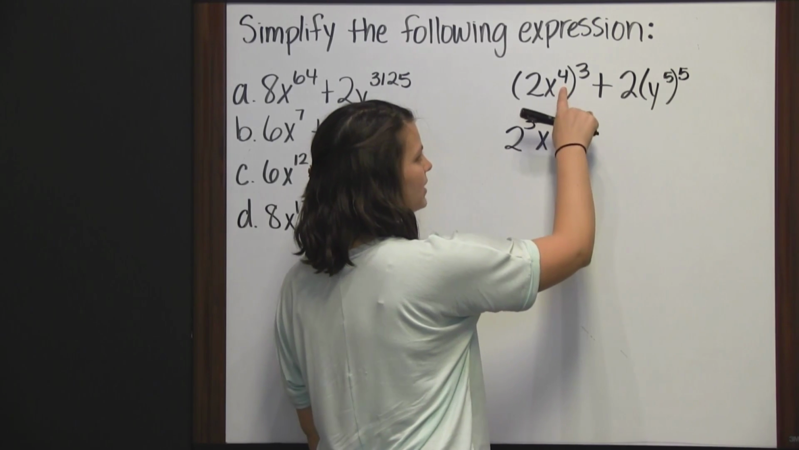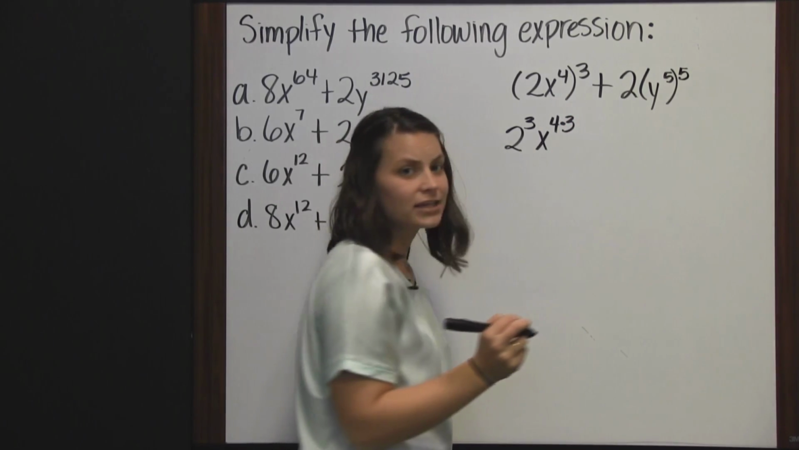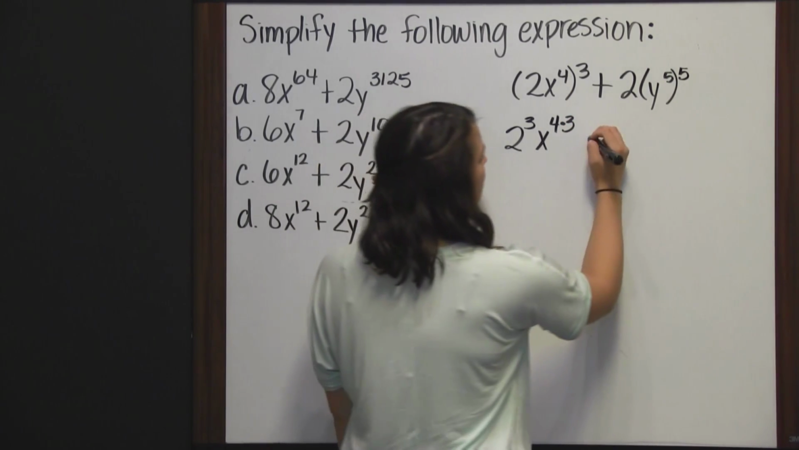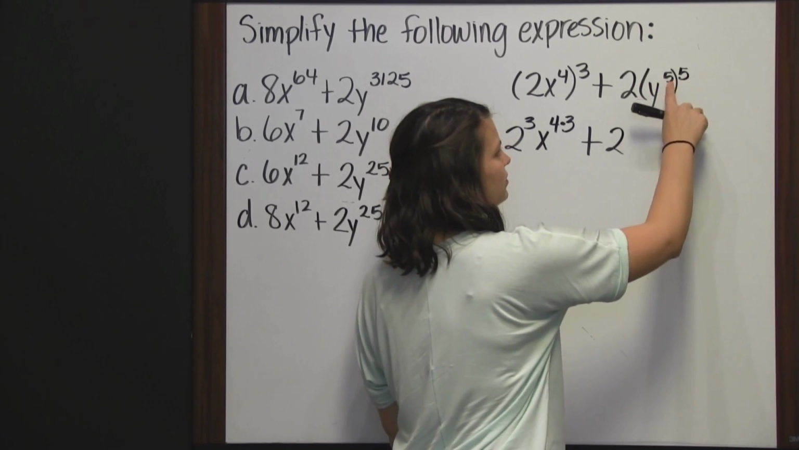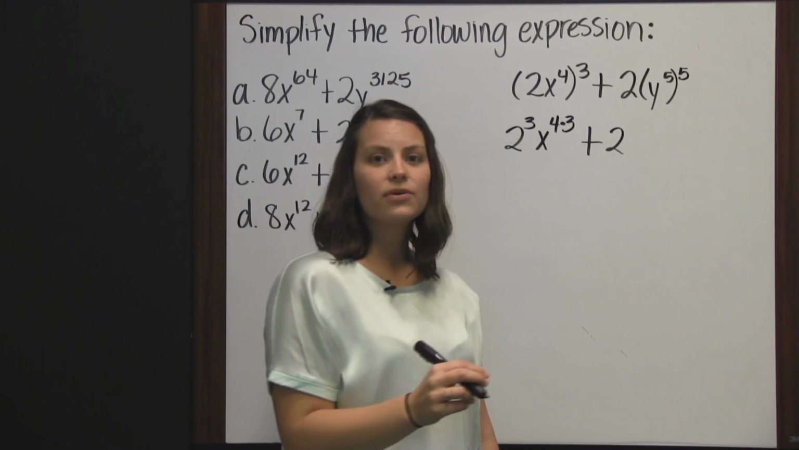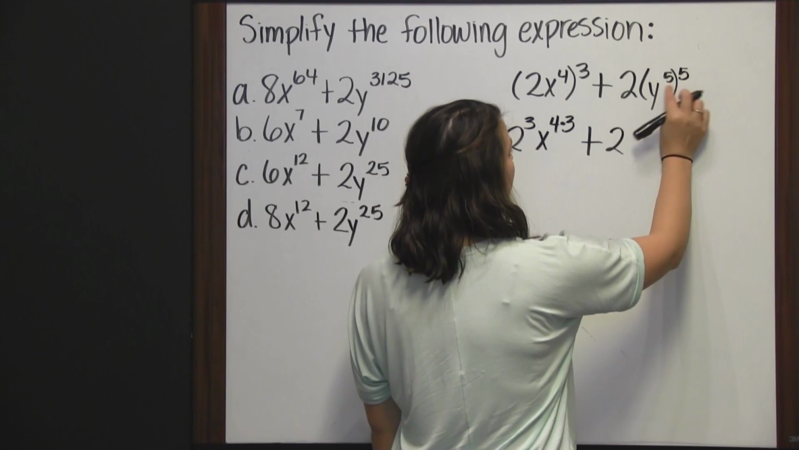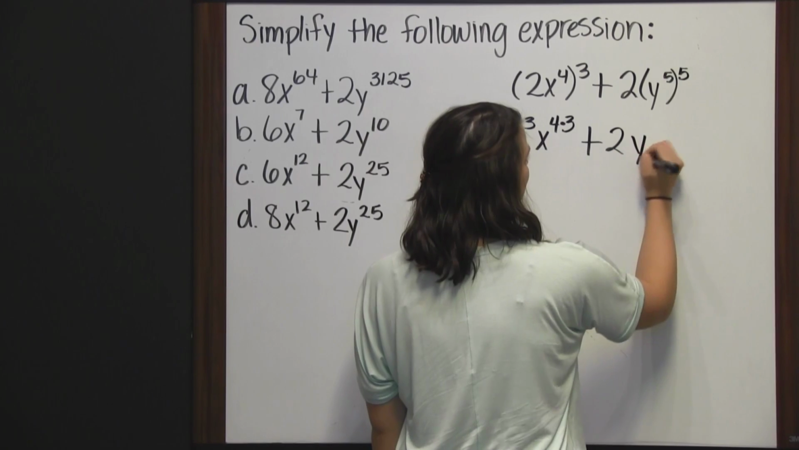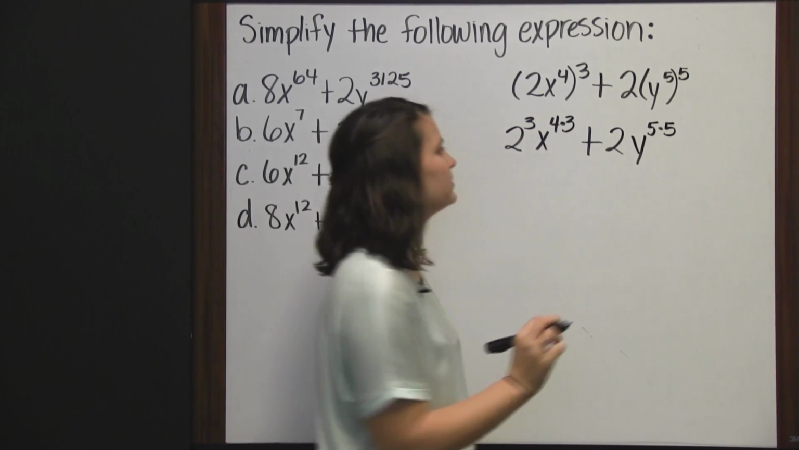So when we raise an exponent to an exponent, we multiply those exponents together. Plus 2, and then again we have y to the 5th raised to the 5th. So another exponent raised to an exponent. And when you have an exponent raised to an exponent, those must be multiplied together. So y to the 5 times 5.